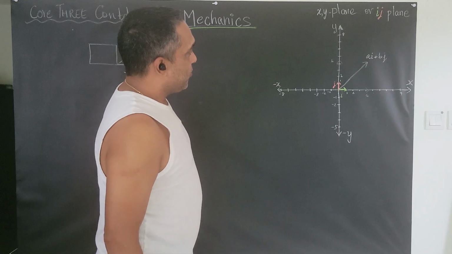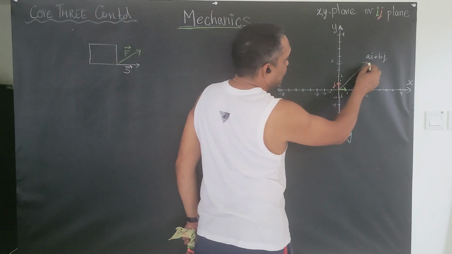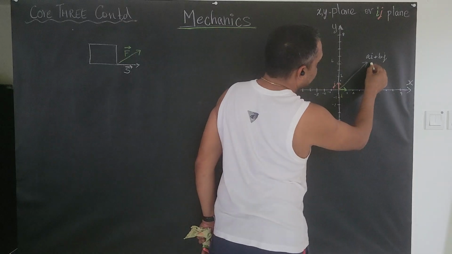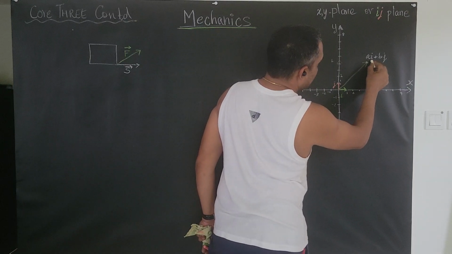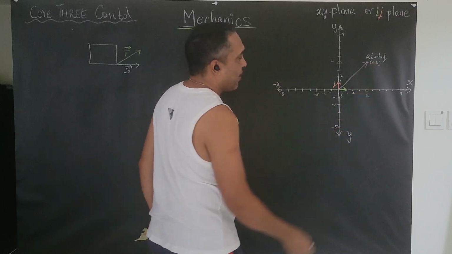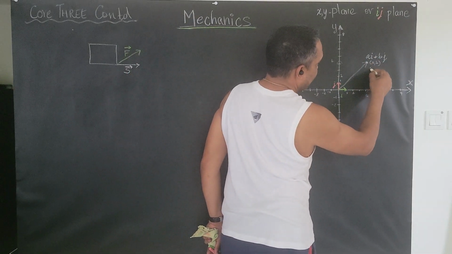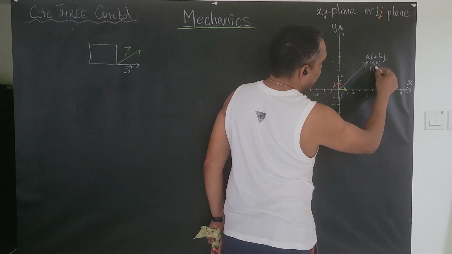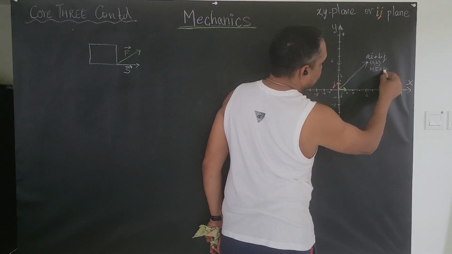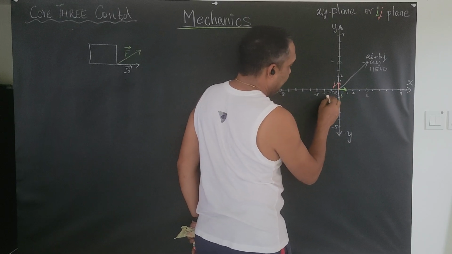But at this point, I also want to highlight to you 2 things. So this point here, coordinate A comma B, as you would say x comma y, would be the head of the vector. And at this point here, coordinate 0, 0 is the tail of the vector.